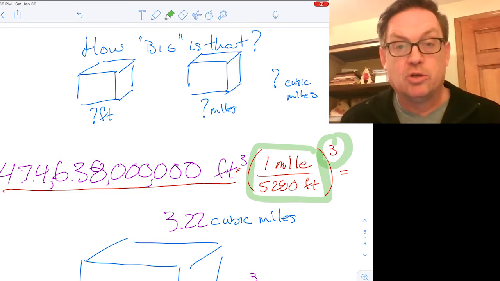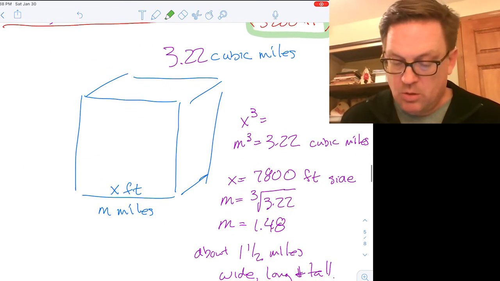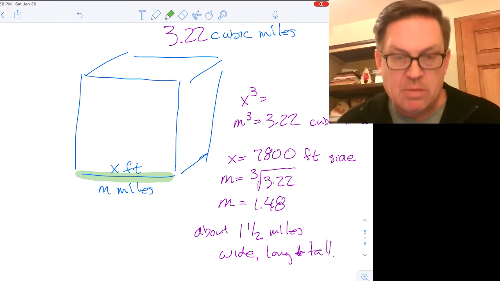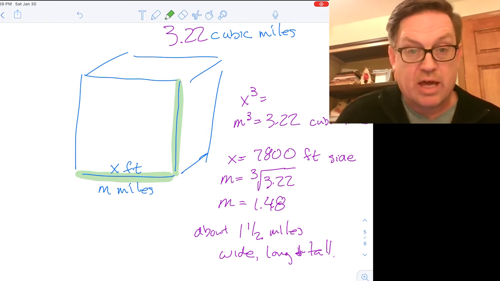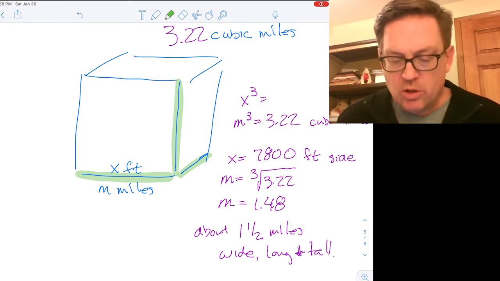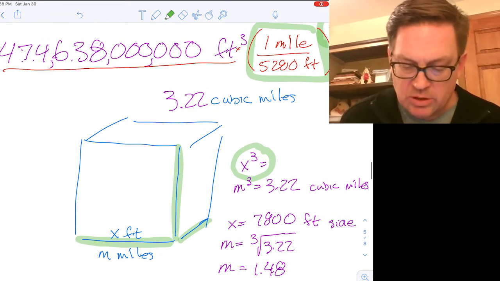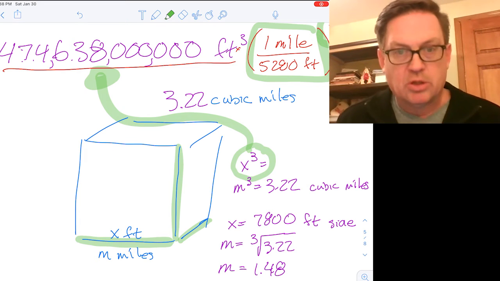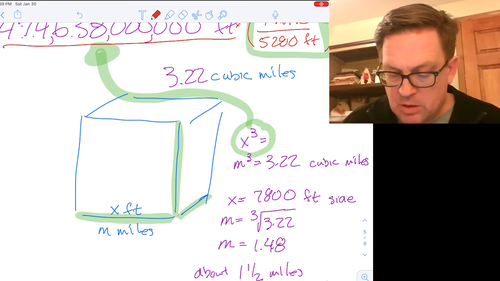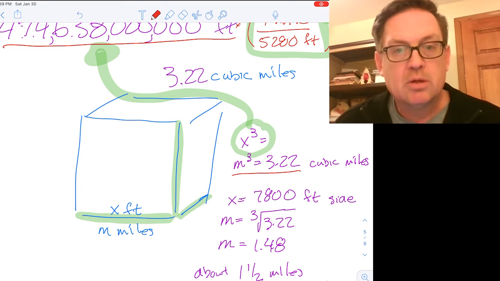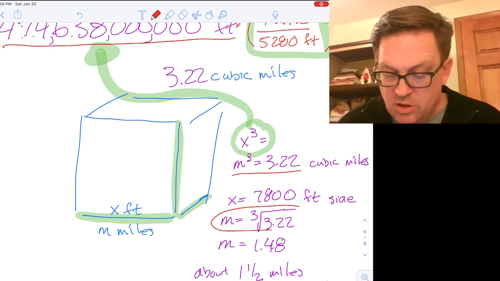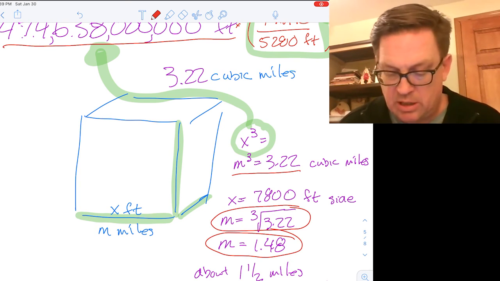So how big is 3.22 cubic miles, right? Well, in that case, pretend we have M miles on a side, and it's also that tall and it's also that deep. So you take the cube root of that number. Or you can do M miles cubed. Miles times miles times miles should be 3.22. So we're going to take the cube root, and that turns out to be 1.48.